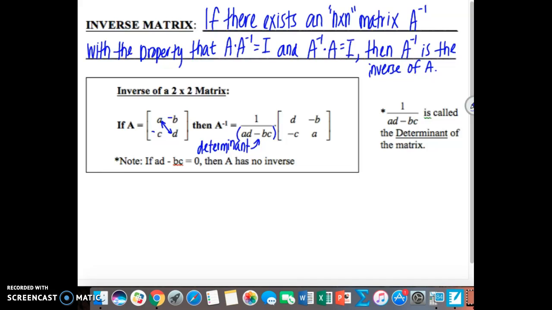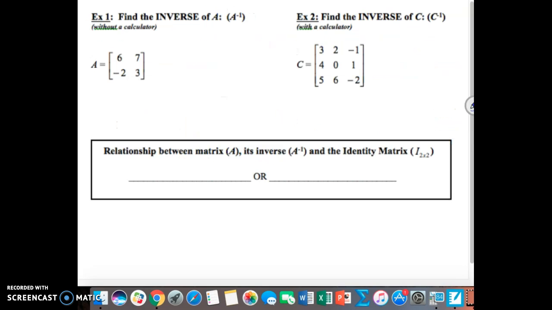So it's important to note that just the AD minus BC is called the determinant of the matrix. Also, if the determinant AD minus BC equals 0, then A has no inverse. So there's no inverse of A. So let's take a look at an example. For example, when it says find the inverse of A, which we write A inverse, without a calculator.